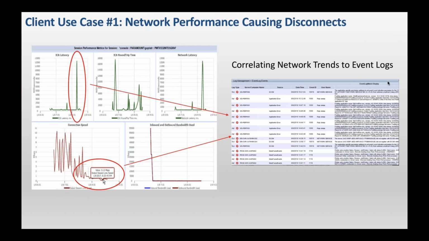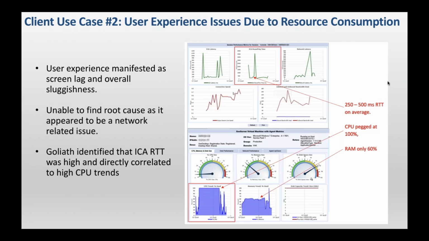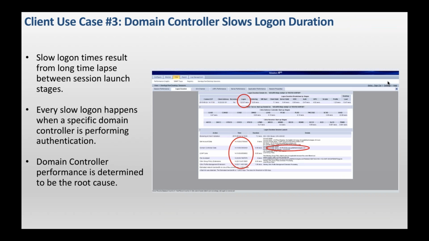There's another use case that we'll go through around network conditions causing disconnects, how we're able to leverage visibility into the ICA channel and event logs to get to the root cause of it. And then also user experience problems related to resource consumption. I'll come back to some of these slides. There's some good data here that we can use to tie back how we pulled everything together, and the relevant data points after you walk through everything. I'll come back to these to recap everything. And the last one was an issue around a domain controller causing slow logons.